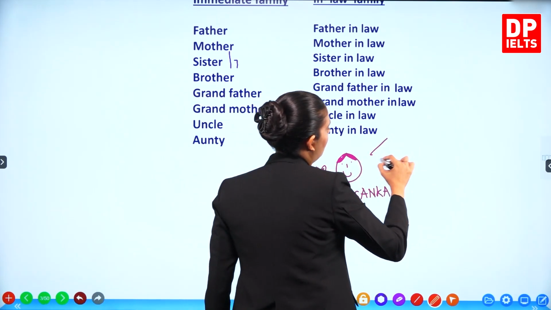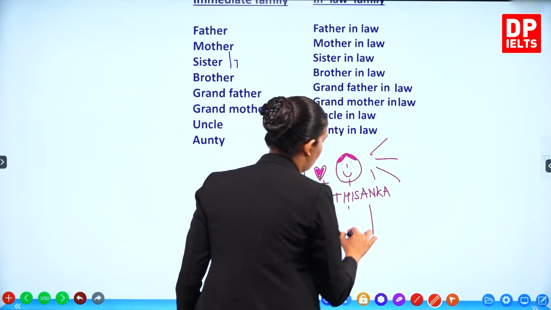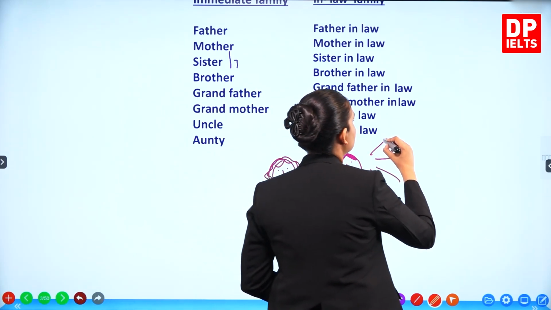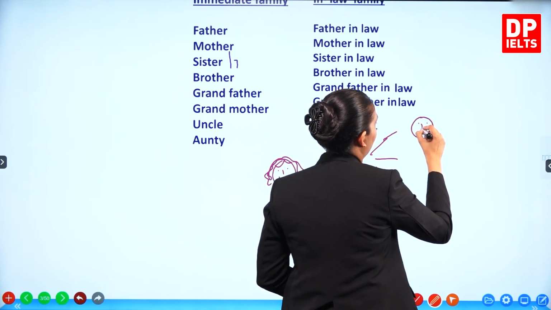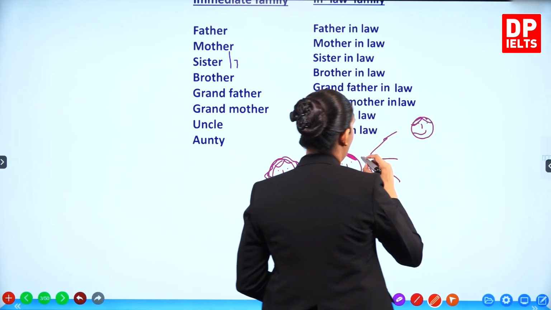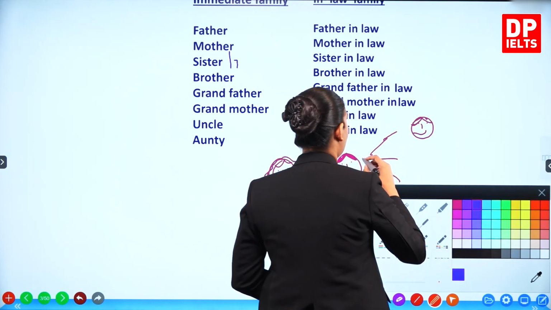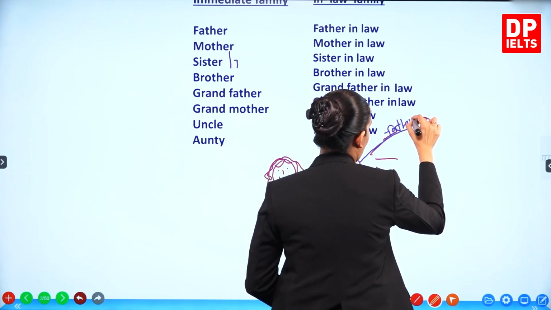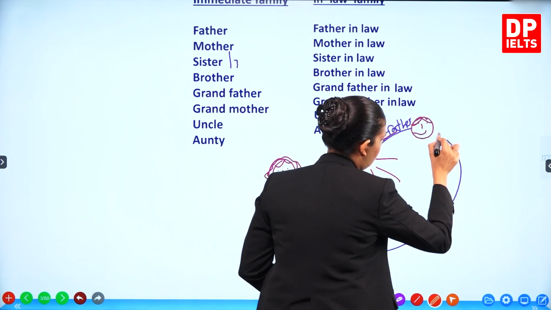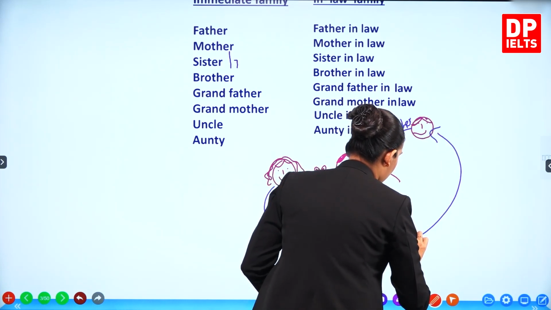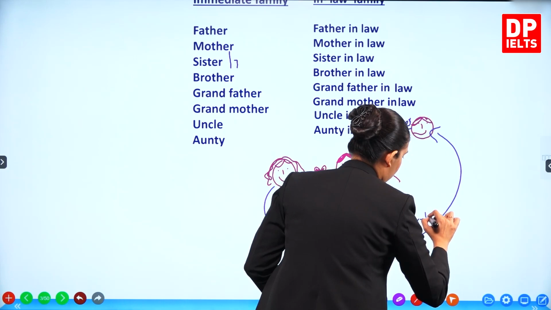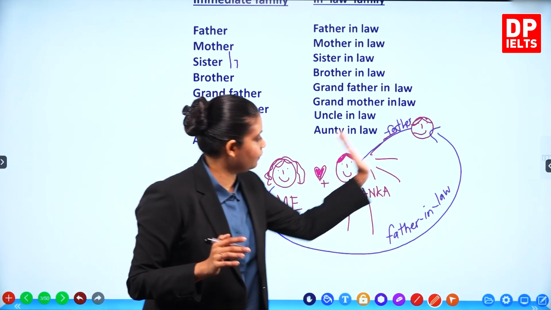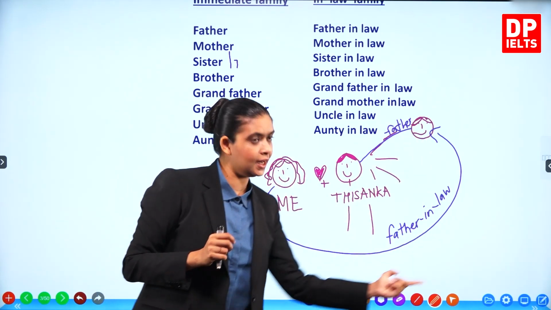So, everyone around my husband are the in-laws that I have. Okay. So, this is my husband's father. Okay. This is my husband's father. Now, for him, this is the father. But for me, who is he? My father-in-law. Right? Now, everything that I'm talking about is from my connection.